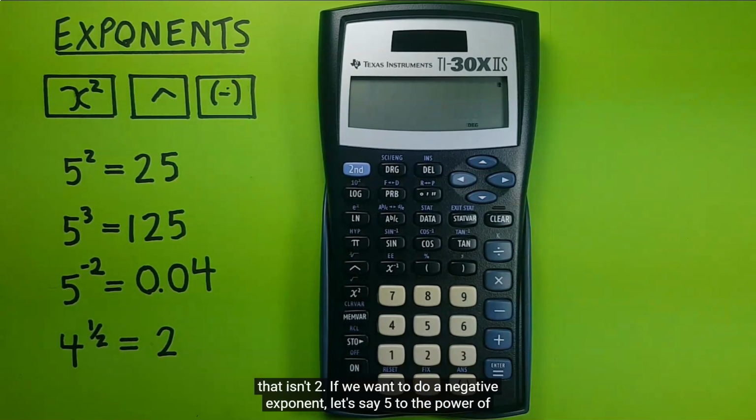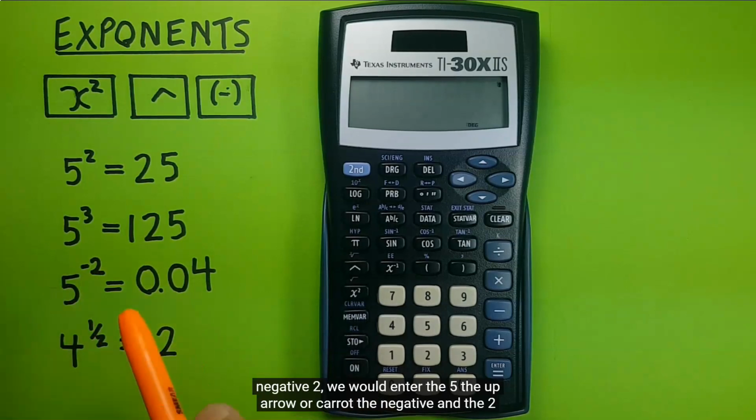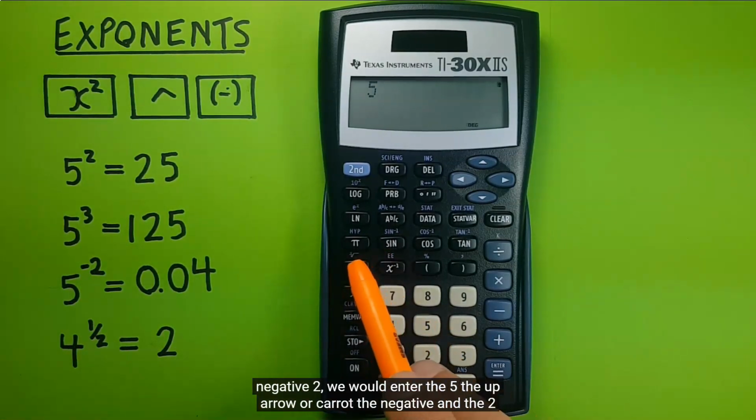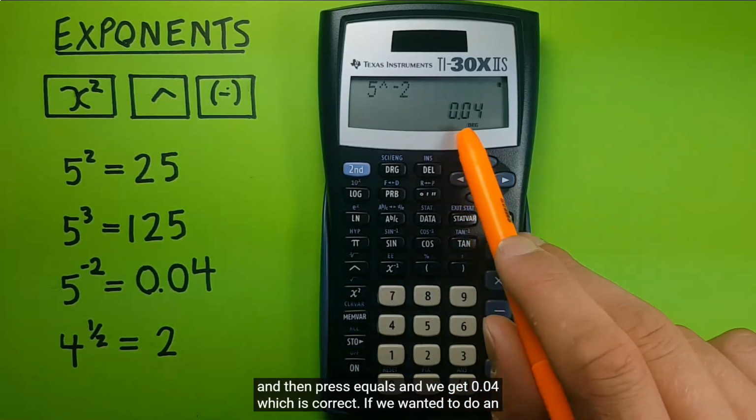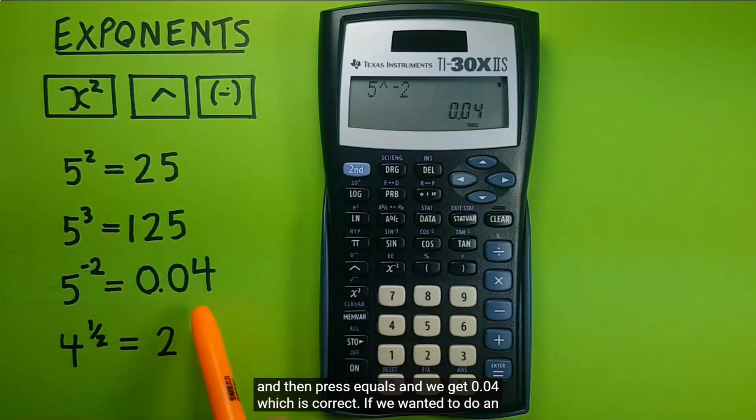If we want to do a negative exponent, let's say 5 to the power of negative 2, we would enter the 5, the up arrow or caret, the negative, and the 2, and then press equals, and we get 0.04, which is correct.